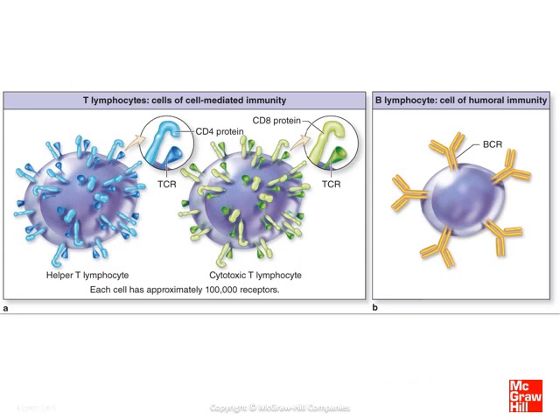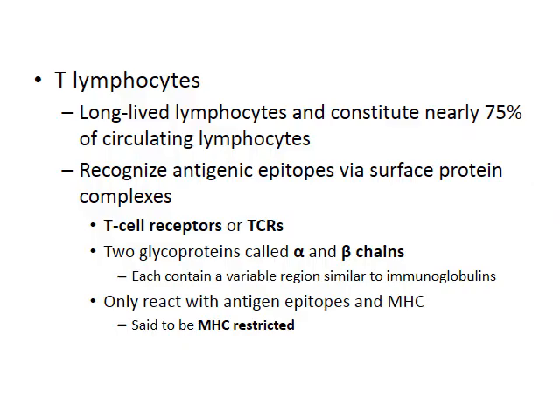So here's our T cell, here's our CD4, and our CD8. And then you have your T cell receptors. A B cell is only going to have the B cell receptor, which is basically IgD. So T lymphocytes are long-lived, and they are the primary type of circulating lymphocytes, about 75% of them.